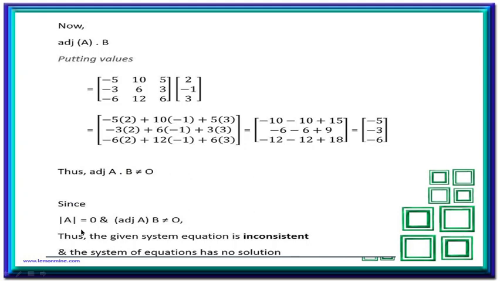So it means determinant A is 0 and adjoint A into B is not equal to 0, it means the given system of equation is inconsistent and we have no solution. So hopefully you must have understood how to check the consistency. So please try the rest of the questions of this exercise where you have to check the consistency of given system. Thank you, students.